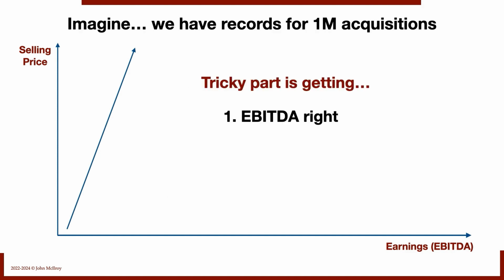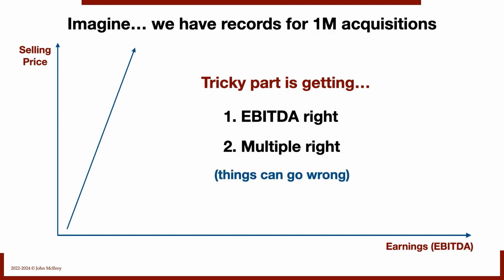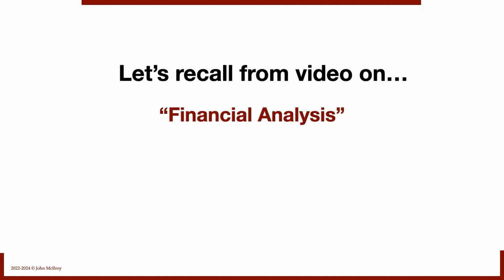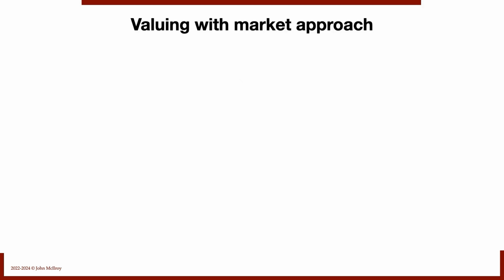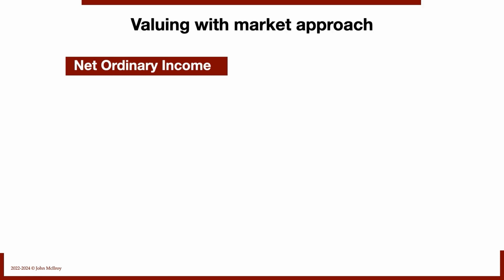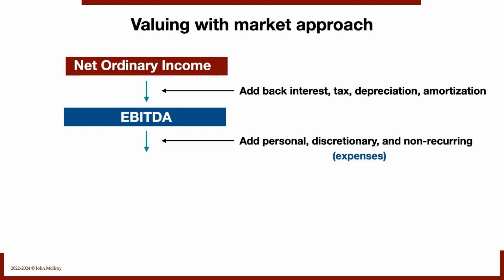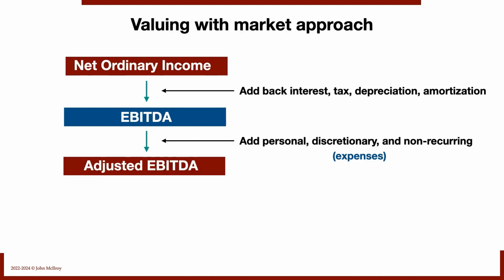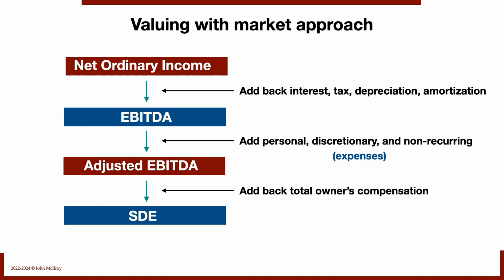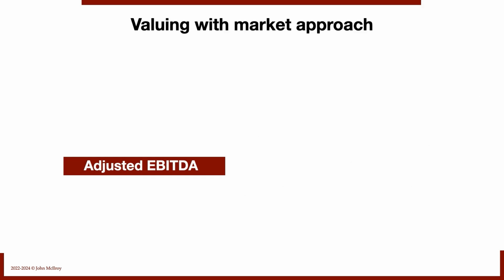We're going to have a data set based on historical transactions to come up with the right multiple. Now, the tricky part is getting EBITDA right and the multiple right, because things can go wrong. Let's recall from the video on financial analysis that when we're valuing with a market approach, we start with ordinary income or operating profit. We add back interest, tax, depreciation, and amortization. That's literally EBITDA. From EBITDA, sometimes we've got to make some more adjustments. We add personal, discretionary, and non-recurring expenses when appropriate to come up with adjusted EBITDA. From there, we add back the total owner's compensation to come up with seller discretionary earnings. That's the link. But please note, you need an adjusted EBITDA number to apply an adjusted EBITDA multiple. They go hand in hand if we want to value the business.